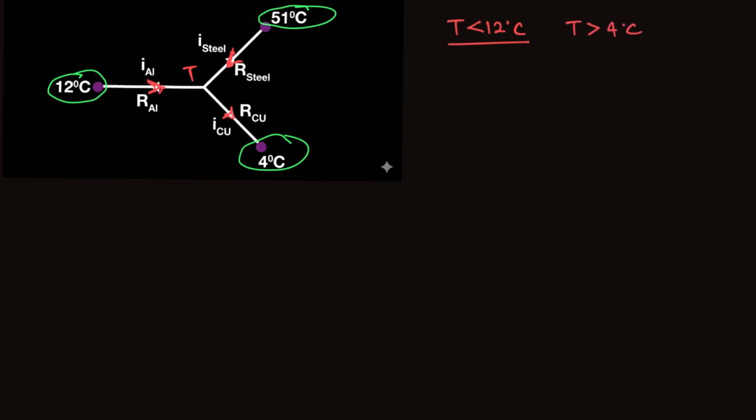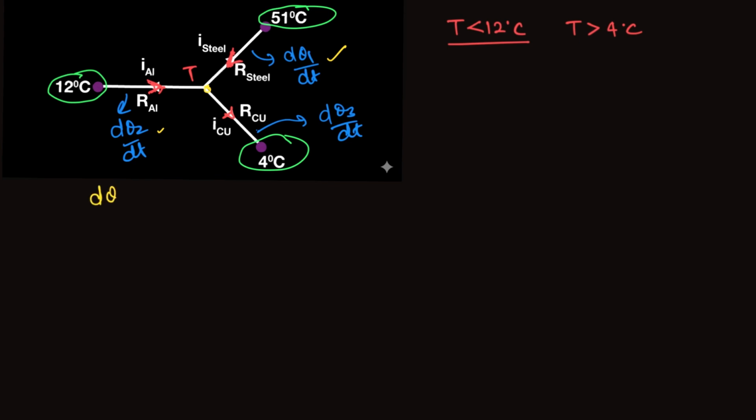Celsius. Now let's say this heat is dq1 by dt, this heat is dq2 by dt, and this heat is dq3 by dt. So basically these are not heat, these are heat current. So heat current is coming towards junction from 51 degrees, that is dq1 by dt, second heat current from 12 degrees to junction, that is dq2 by dt, and from junction to 4 degrees Celsius dq3 by dt.